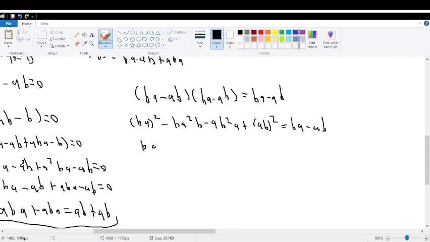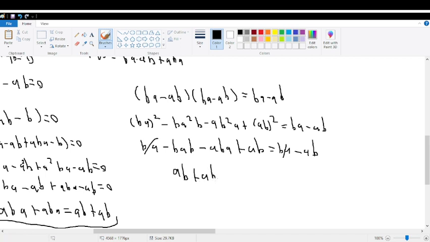which is just ba minus bab minus aba plus ab is equal to ba minus ab, which gets us that we subtract the ba on that side, and then we add the ab here, the stuff here, to get that ab plus ab is equal to bab plus aba.